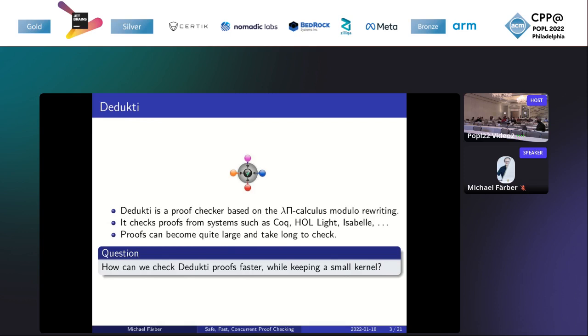However, the proofs exported from these systems can become rather large and therefore take a long time to check. So I asked myself the question, how can we check Dedukti proofs faster while still keeping the nice properties of Dedukti, such as a small kernel?